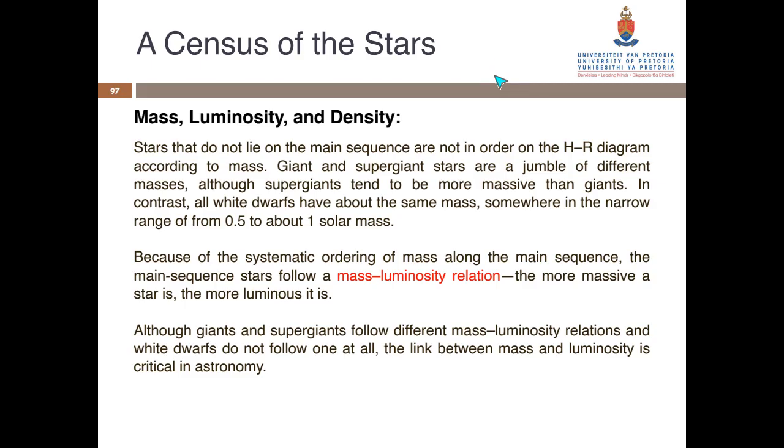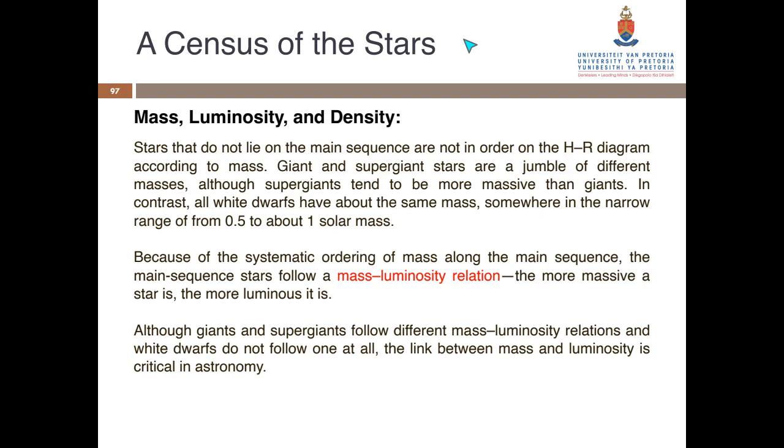So stars that do not lie in a main sequence are not in order on an HR diagram according to mass. Giant and supergiant stars are a jumble of different masses, although supergiants tend to be more massive than giants. In contrast, all white dwarfs have about the same mass, somewhere in a narrow range from 0.5 to 1 solar mass. Because of the systematic ordering of mass along the main sequence, stars follow a mass-luminosity relation.